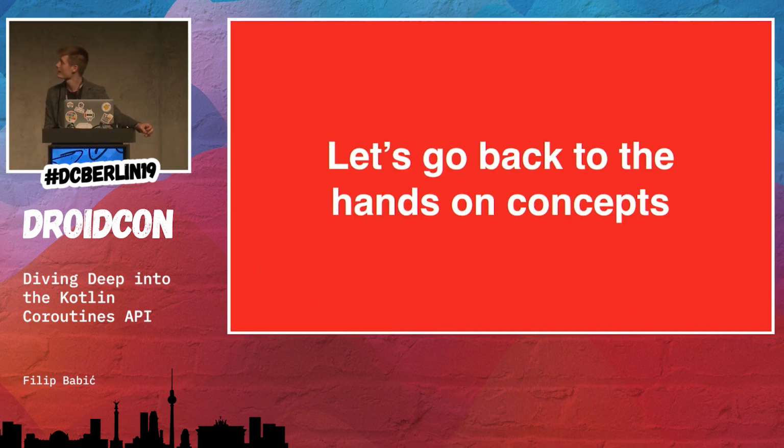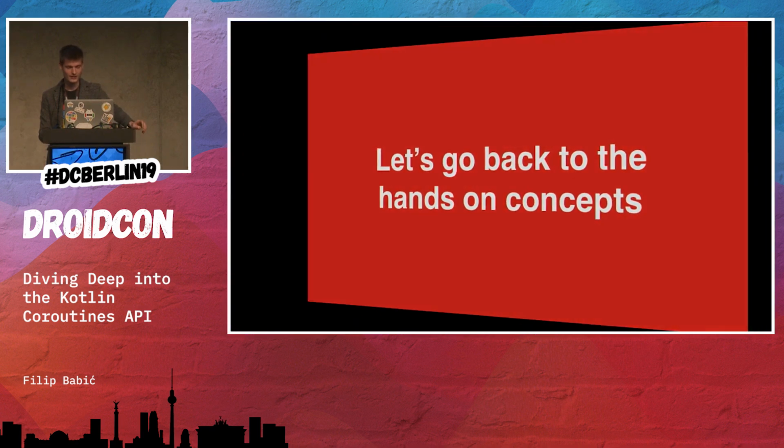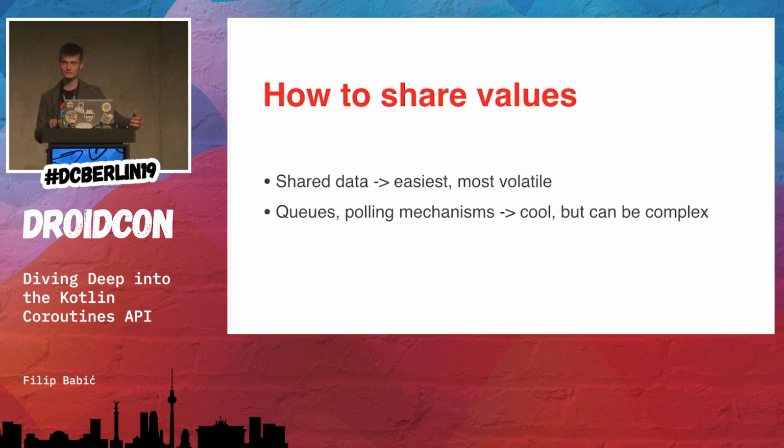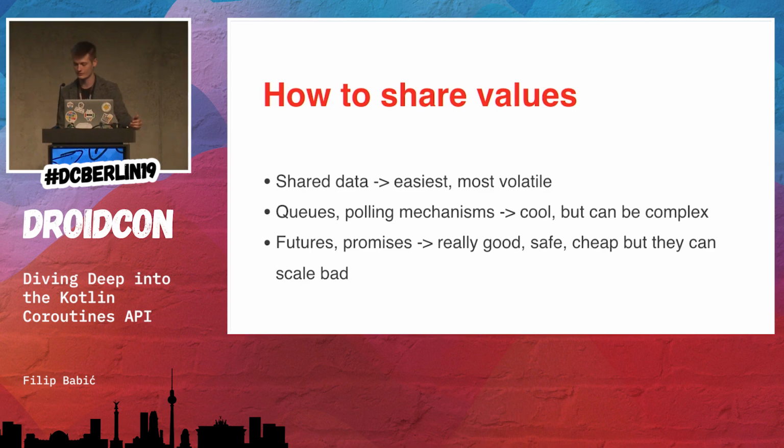So let's go on to the hands-on concepts. As I mentioned, we usually use lambdas or some kind of callbacks and RX to communicate between threads. But using continuations and coroutines, we can do it in a different way. The usual ways of communicating between threads are using shared data, which is pretty volatile because you can have race conditions. You can use queues and polling mechanisms, which are really cool, but you can still write complex code, or you can still break something if you keep on polling for the value without anything coming from the other end.